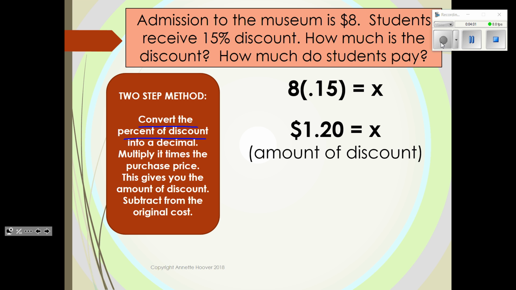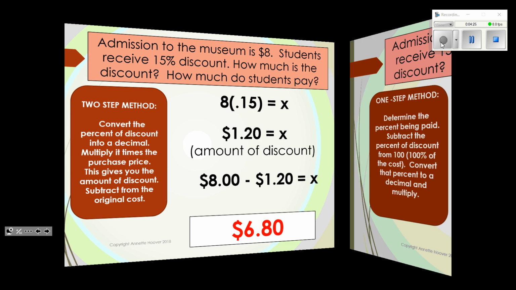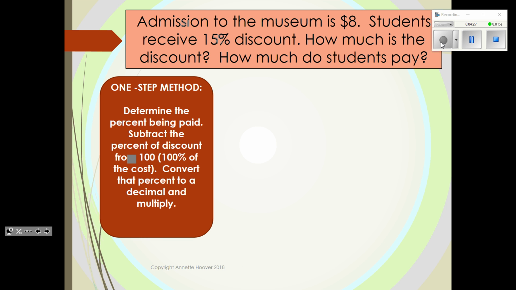Now, if I want to know how much I'm actually paying after the discount is applied to the ticket cost, I simply take the $8 of the ticket and subtract the $1.20, and I find out that it is $6.80 to get in. Now this two-step method is good if you want to know how much of a discount am I actually receiving. Now if all you want to know is the final price and you really don't care about the exact amount of the discount, you can do it in a one-step method.